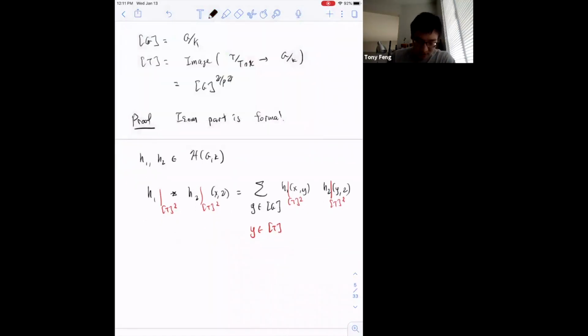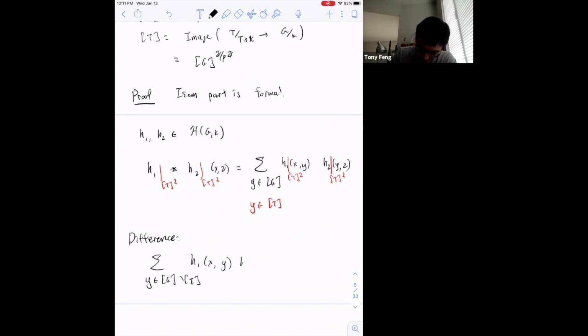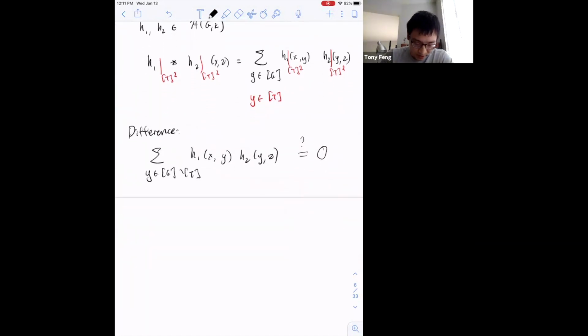So what's clear is that these things don't quite look the same, and the difference would be what you get when you sum over things in G but not T, of H1 of x, y, H2 of y, z. And our claim is basically that this is equal to 0. So why is that the case? Well, I can write this as G minus the fixed points under the Z mod P action. That was by this exercise, the fixed points are exactly this thing.